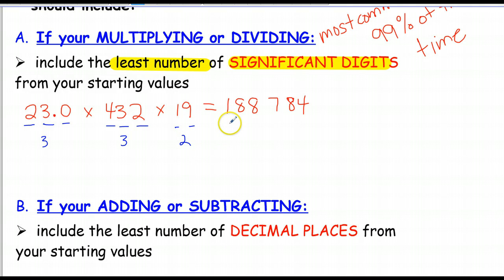So if we look at what we want to round this to, this is significant and this is significant. We want to stop here. So we want to look at this next number, and this is going to decide whether this gets bumped up or stays the same. And because it's greater than 5, it gets bumped up. So this becomes 190,000, okay? Once you've changed it, every place value after that just becomes zeros. So 188,784 has too many significant digits, so we have to round it to the least number by doing this, okay?